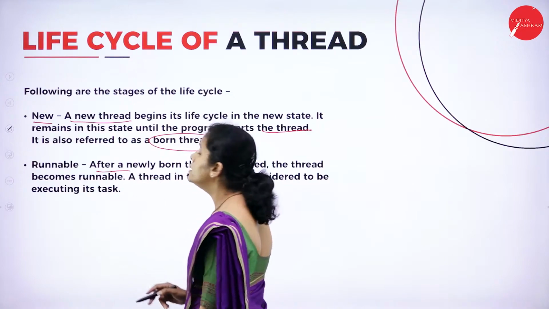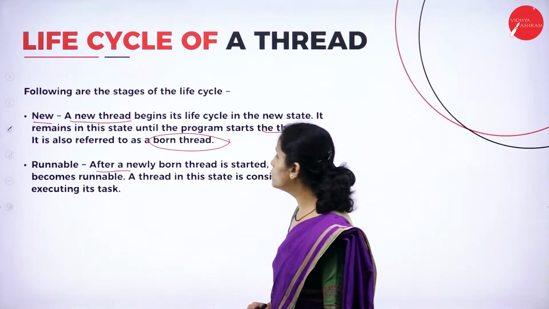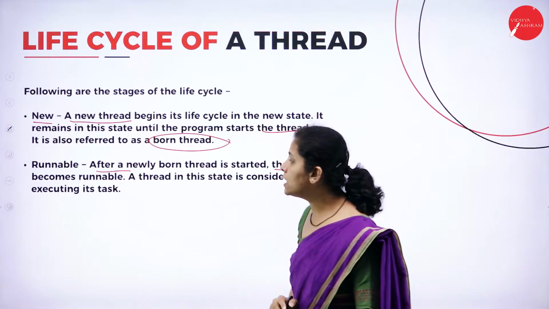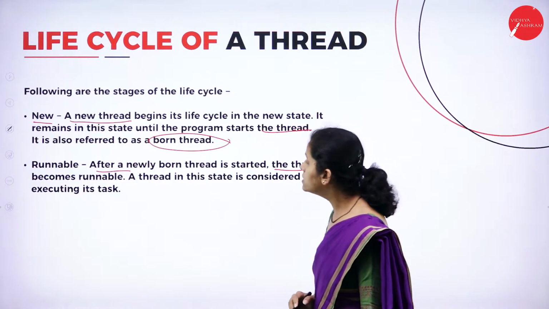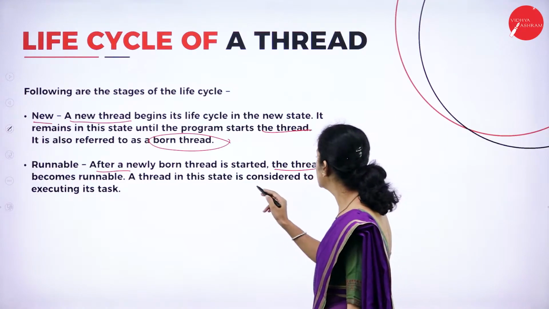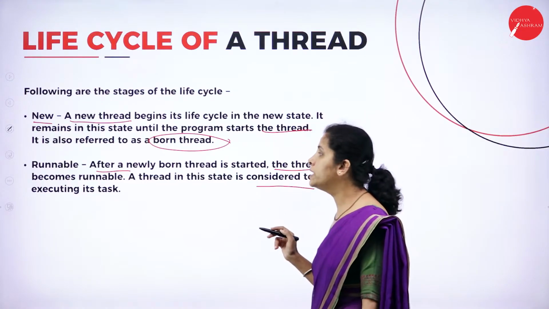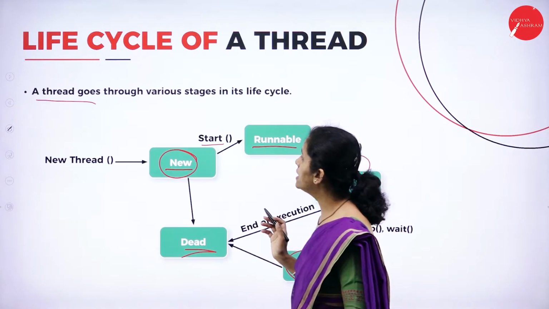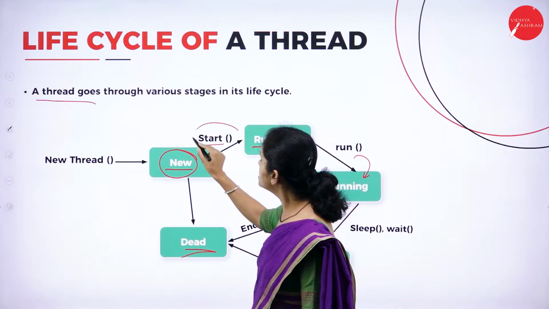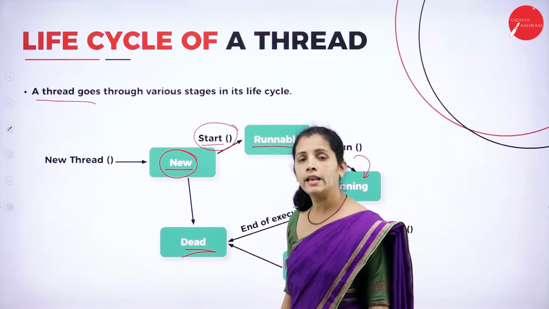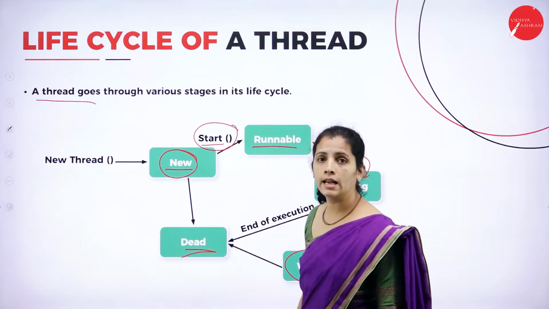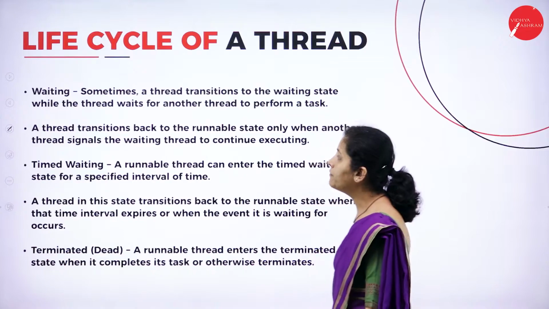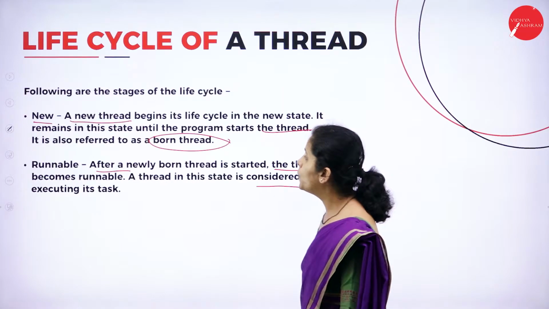After that, I'm going to have runnable. So after the newly born thread, I want to start the thread. Now the thread becomes runnable. A thread in this state is considered to be executing its task. See here, if I consider the diagram, by calling the start method, I can move to the runnable state. After that, I'm going to have waiting.